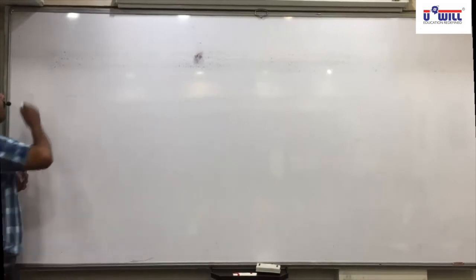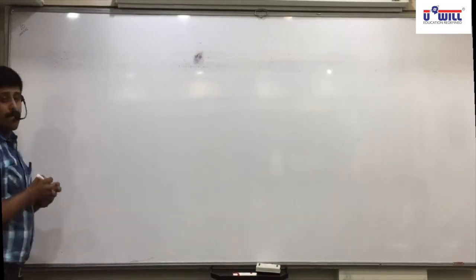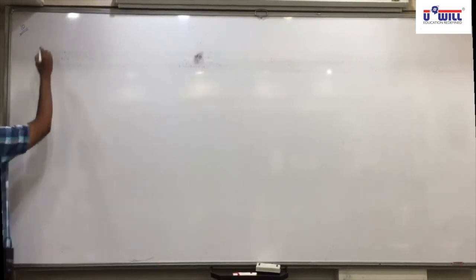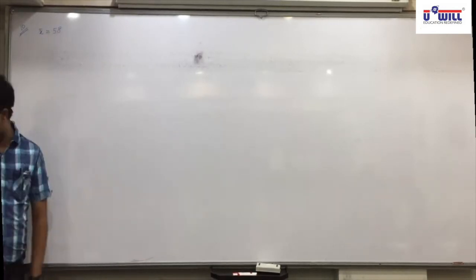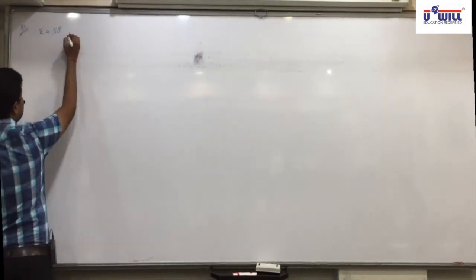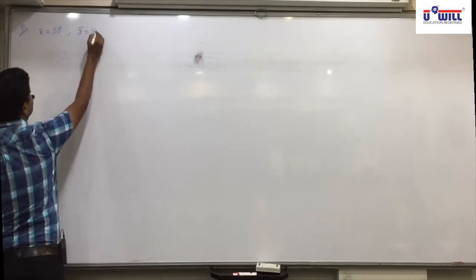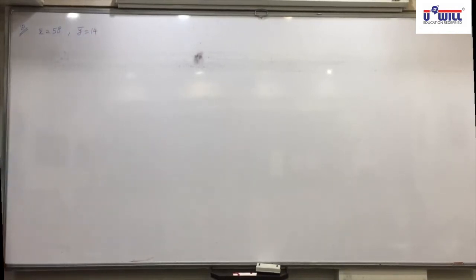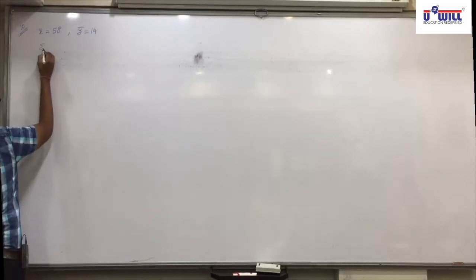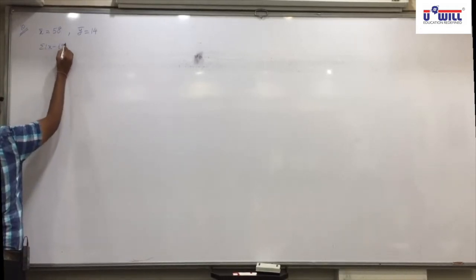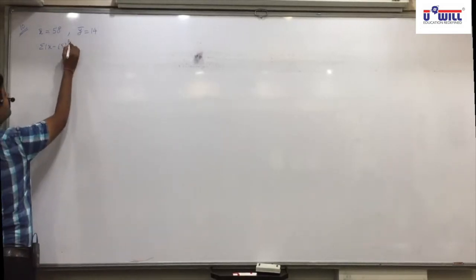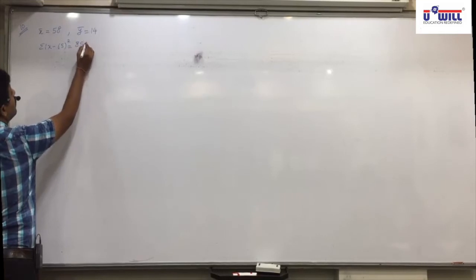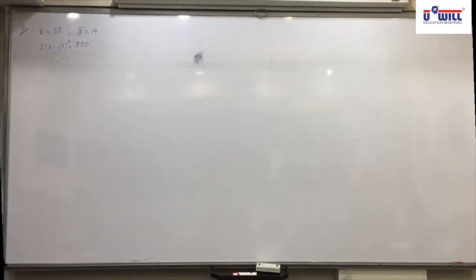Question number 10. X bar is given as 58. Listen carefully. X bar is given as 58. Y bar is given as 14. And sigma x minus 65 whole square is given as 850. Raise your hand. What is this?